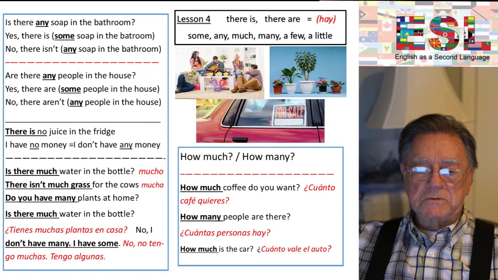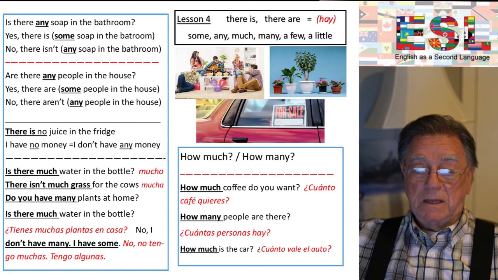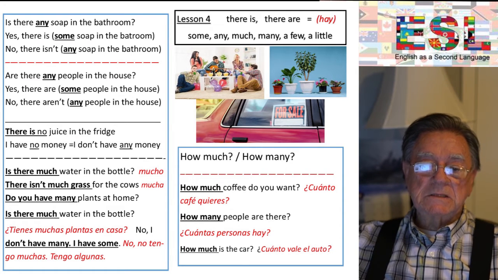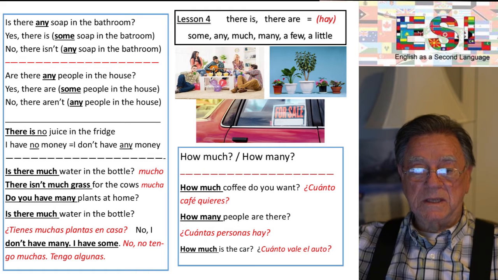And then here's another one. Are there any people in the house? Is there anybody here? It says yes, there are some people in the house. Okay, not a lot, but there's a few.